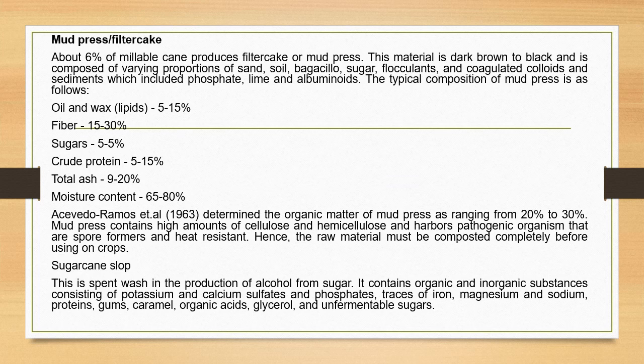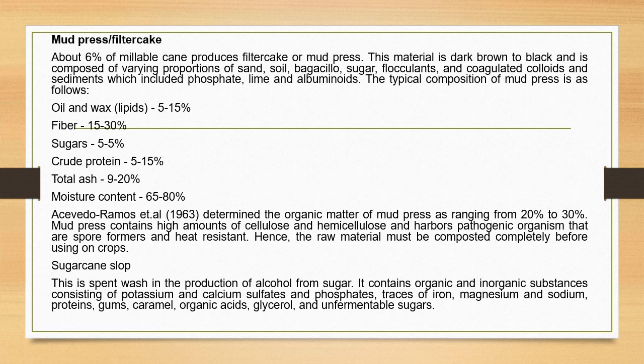Mud press filter cake. About 6% of millable cane produces filter cake or mud press. This material is dark brown to black and is composed of varying proportions of sand, soil, bagasillo, sugar, flocculants, and coagulated colloids and sediments, which include phosphate, lime, and albuminoids. The typical composition of mud press is as follows. Oil and wax lipids 5 to 15%, fiber 15 to 30%, sugar 5 to 15%, crude protein 5 to 15%, total ash 9 to 20%, moisture content is 65 to 80%.